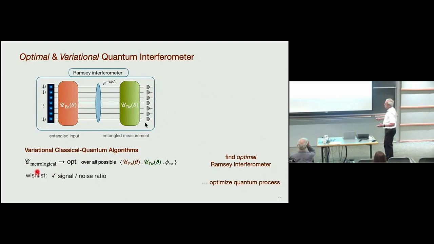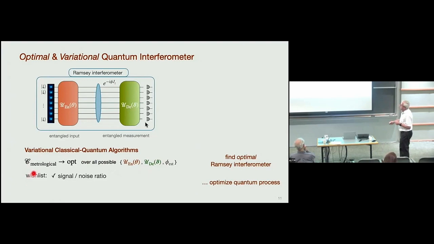Over all possible circuits within the ones that we can realize experimentally. And this will include squeezing circuits. This can include, of course, single particle rotations, and you can layer them together, building up rather complex circuits and optimizing over all of them. We would like to find the best performing interferometer. And this is defined via a metrological cost function.